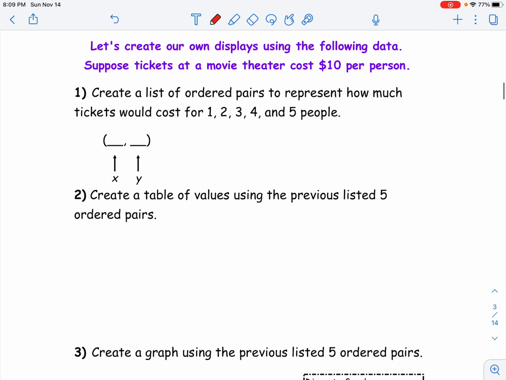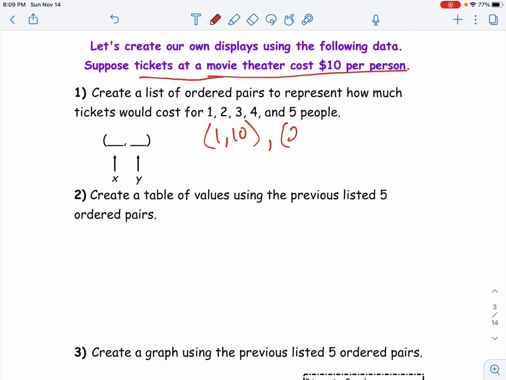So creating a list of ordered pairs to represent how much tickets would cost for 1, 2, 3, 4, and 5 people. So it says tickets at a movie theater cost $10 per person, right? So create a list of ordered pairs to represent how much the tickets would cost for all these different groups of people, or sets of people, numbers of people. So the list of ordered pairs would just be (1, 10), right? Because if you have one person, then it would cost $10.